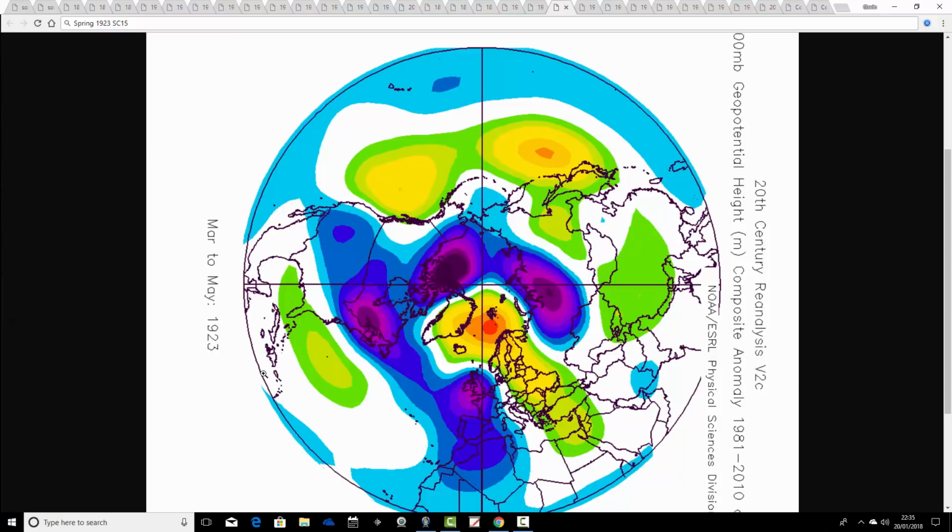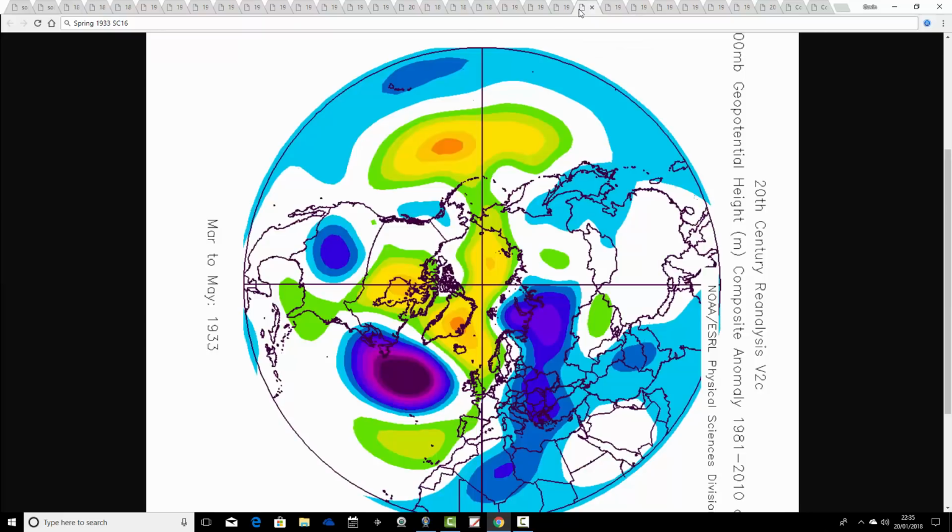1923 comes up next. This one looks very unsettled spring as well, with below average heights across most of Western Europe. We have got a bit of a blocking signal up to our north. I'm not sure it's enough really to do anything particularly wet. We're doing something like that with the flow and with the jet stream in 1923.